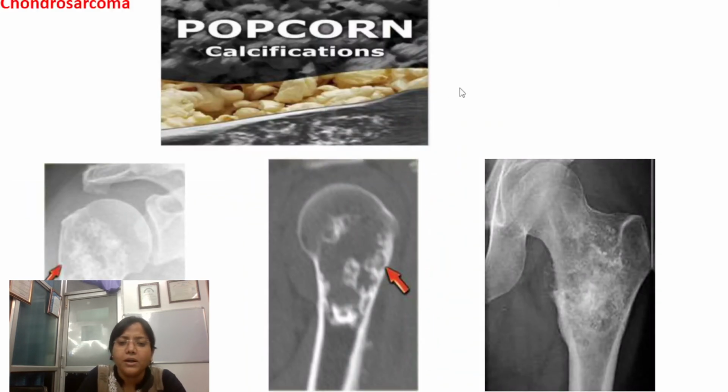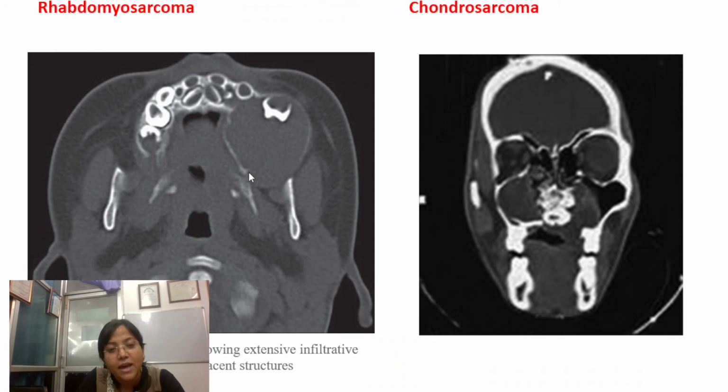In the popcorn calcification, you can see osteolytic destruction of the medullary space, and there is endochondral hyaline cartilage ossification. These are the endochondral hyaline cartilage, and you can appreciate them in this picture. Here also there is popcorn calcification, which is nothing but endochondral hyaline cartilage ossification. Apart from that, we can go for CBCT.